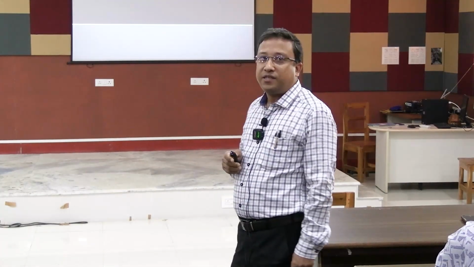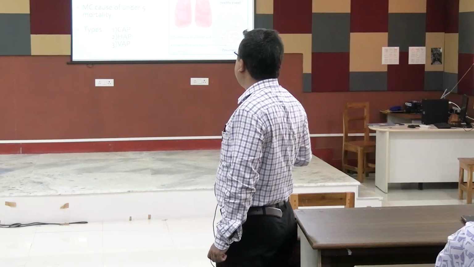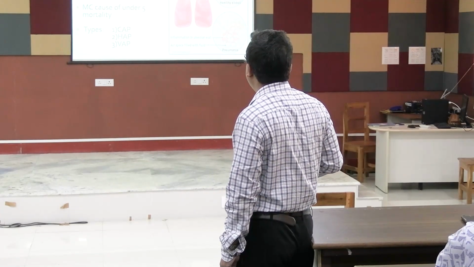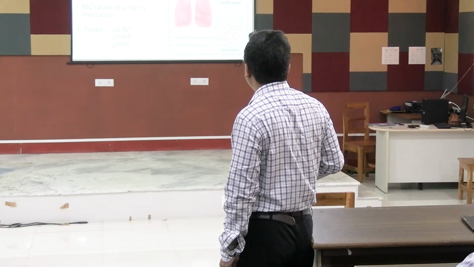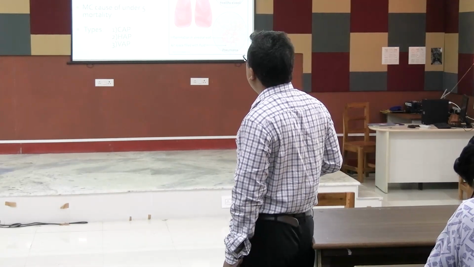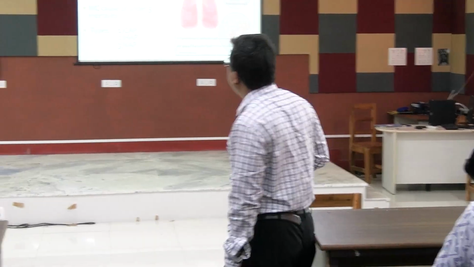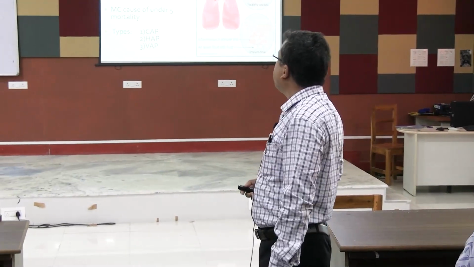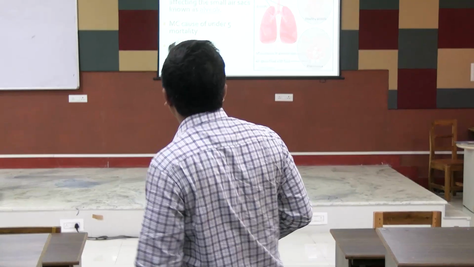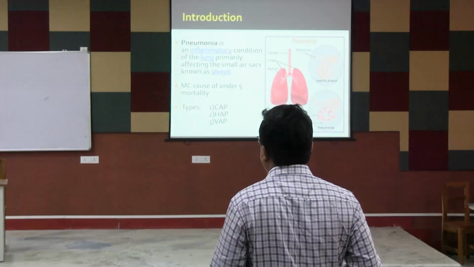Okay. Then coming to the most important part of today's discussion, that is pneumonia. What is pneumonia? I have already told that pneumonia is the inflammation caused by some pathogens in the alveoli, in the air sac. So pneumonia is an inflammatory condition of the lung, primarily affecting the small airway sacs known as the alveoli. And it is the most common cause of under 5 mortality till date.